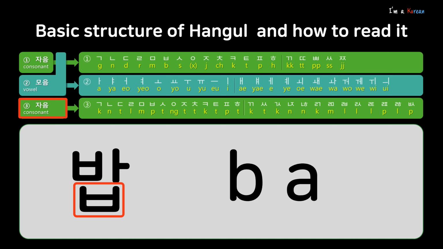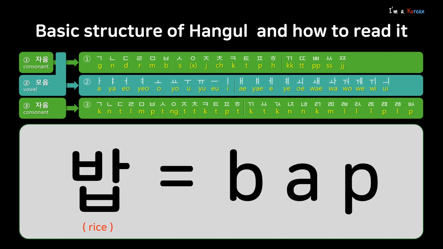The third part is a consonant botchim, which, as mentioned earlier, can either be present or absent. Here, we can confirm that there is a botchim. We take the p that corresponds to the botchim, bieup. When we combine the letters, it is pronounced as bap. Let's listen to it in a native speaker's pronunciation.